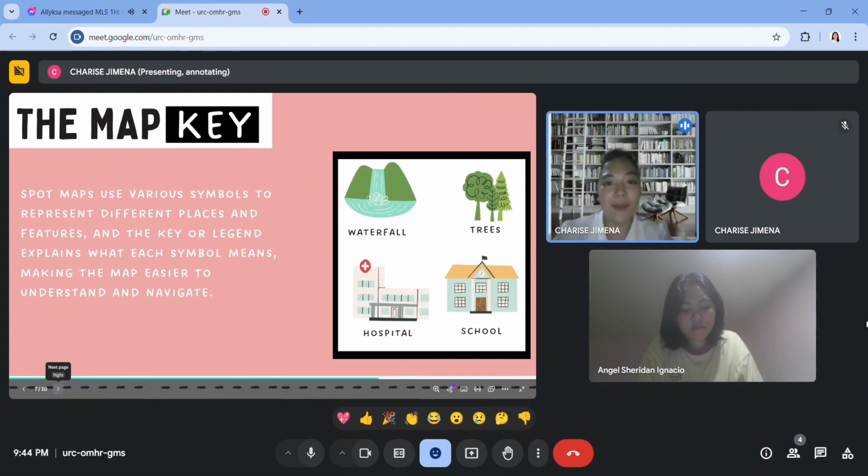So next is the map key. Spot maps use various symbols to represent different places and features, and the key or legend explains what each symbol means, making the map easier to understand and navigate. This community map overview provides a guide to local landmarks and services. Key locations include St. Luke's Academy and Valderrama Central Elementary School for education, the church for spiritual gatherings, and the municipal plaza as the hub for local governance and events.